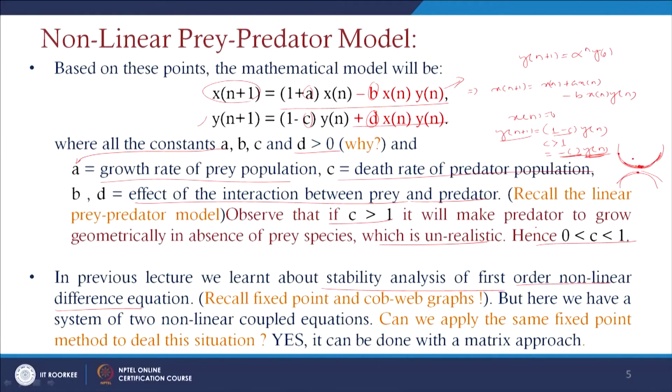So, in that scenario, when a stable point exists, as we have learnt in our earlier lectures, we plotted the fixed point and cobweb graphs to find the stability analysis of these first order nonlinear difference equations. But here we have a system of two nonlinear coupled equations, represented in the form of x n plus 1 and y n plus 1. So, can we use the same analysis here, that is, the fixed point analysis or cobweb graphs? Yes, definitely you can use that, and it can be done through a matrix approach.